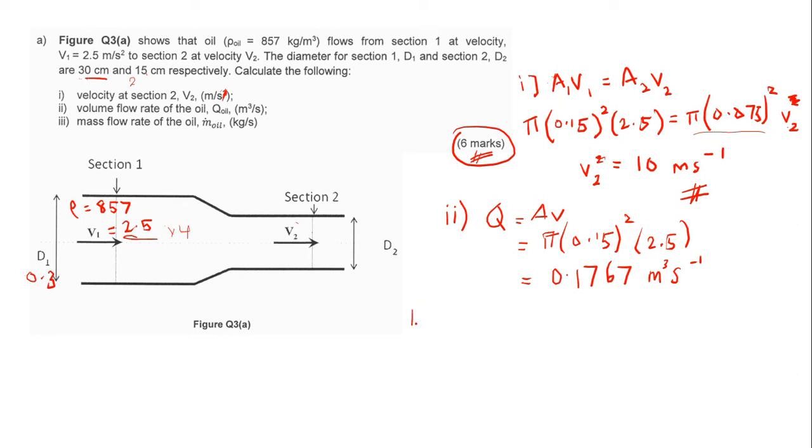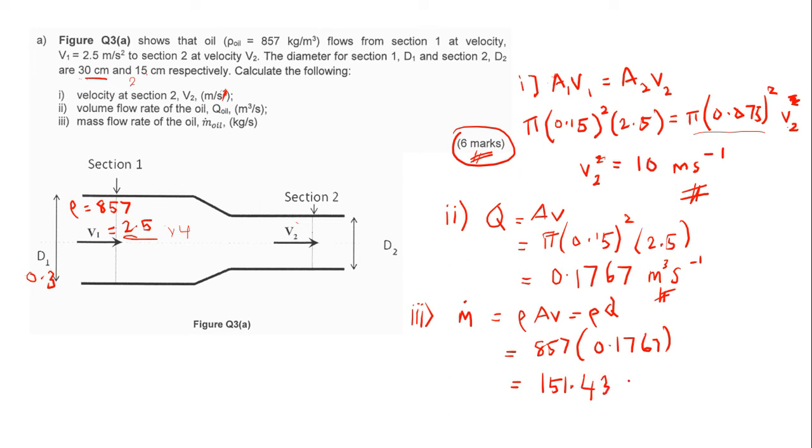So number 3, mass flow rate m dot. What is the equation for m dot? Rho AV. Okay, just rho Q. Yes, because you already found the Q here. So just multiply rho, and they give you the rho 857. So what's the answer? 151.43, unit kg per second.